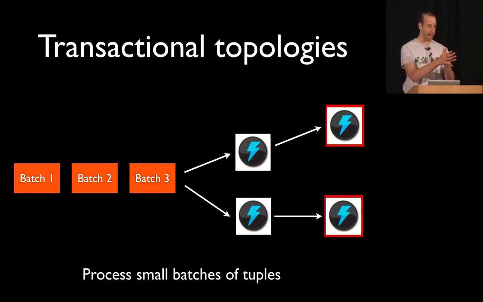Now, the processing of a batch has two phases. So you process it, and then you have a commit phase for the batch. And any number of your bolts can participate in this commit phase.